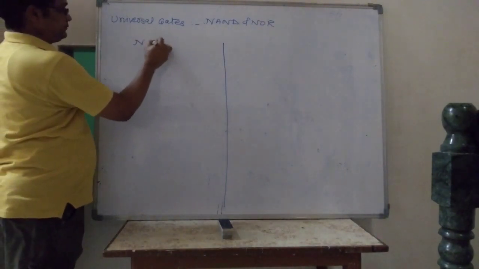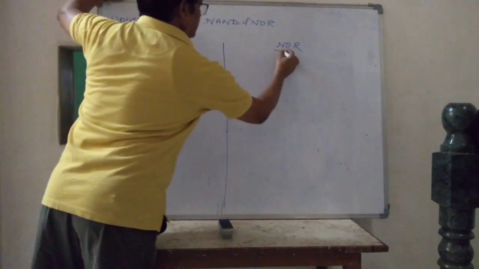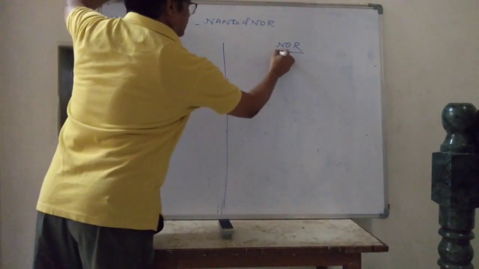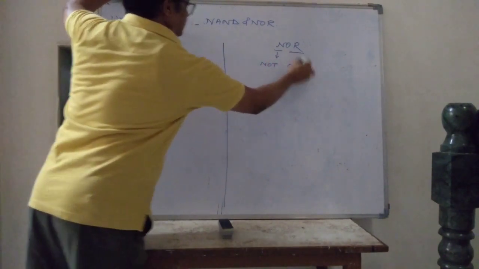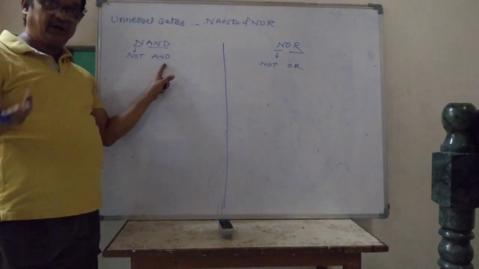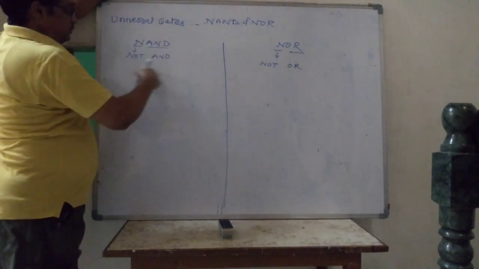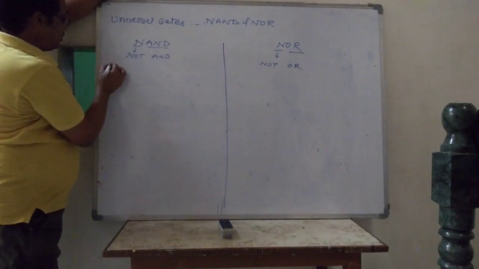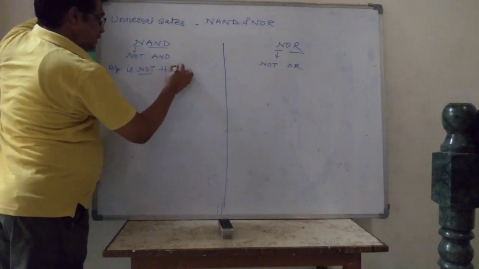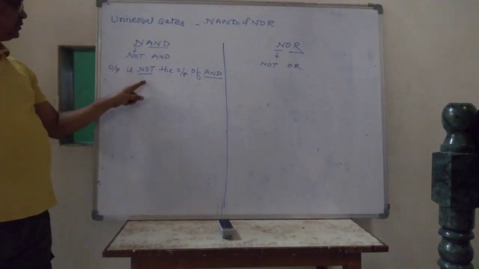So NAND and NOR. NOT AND, NOT OR. NOT gate and AND gate combination. NOT gate and OR gate combination. How will you define that? The name of the gate should be included in the definition. Output is not the output of AND. Output is not the output of AND.